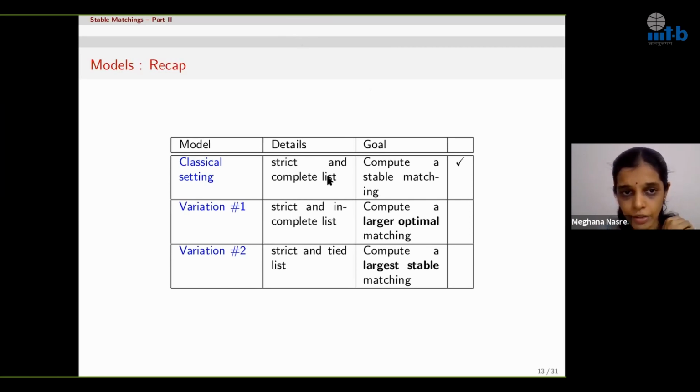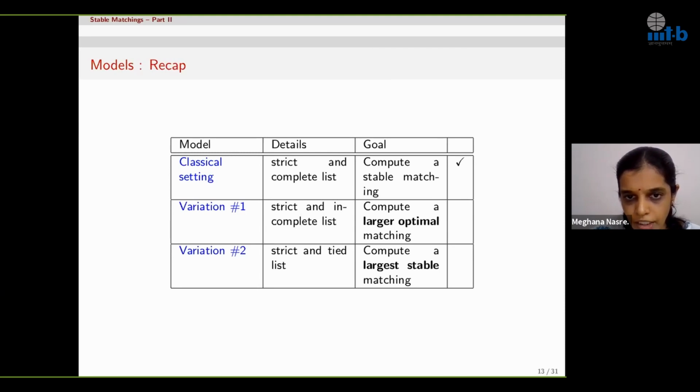I will recall the models that we had discussed. So we had set up these three models or settings. The classical setting of the stable marriage problem, if you recall, is where applicants, we call them men and women, both have strict and complete lists, and the goal is to compute a stable matching. And we have already seen the Gale and Shapley algorithm.